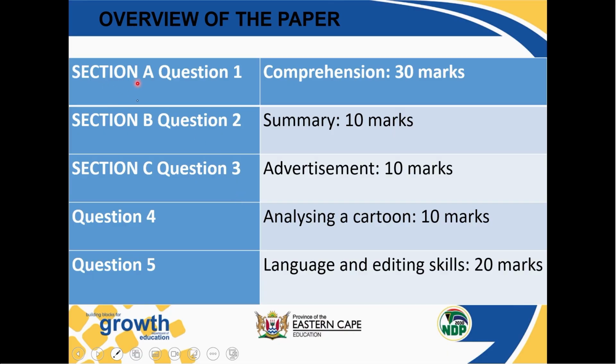So, Section A is Question 1 of your paper, and it has the comprehension, which is out of 30 marks. Section B is your Question 2, summary, out of 10 marks. Then Section C is the language, which entails Question 3, the advertisement, Question 4, analysis of a cartoon, Question 5, language and editing skills. So these are the sections that you should expect from your question paper. And in paper 1, we don't choose, you answer the whole question paper, all right?